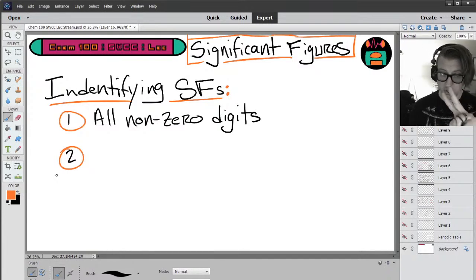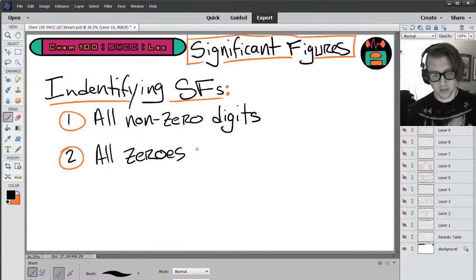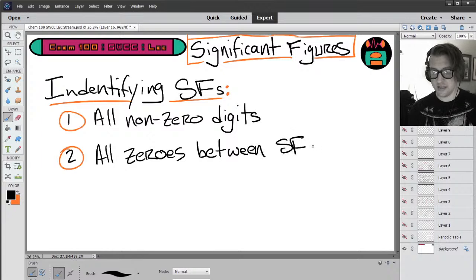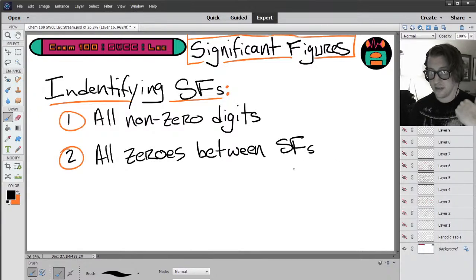Zeros are significant under two circumstances. The first is all zeros between significant digits are significant. All right, so all non-zero digits are significant, and all zeros between significant digits are significant.